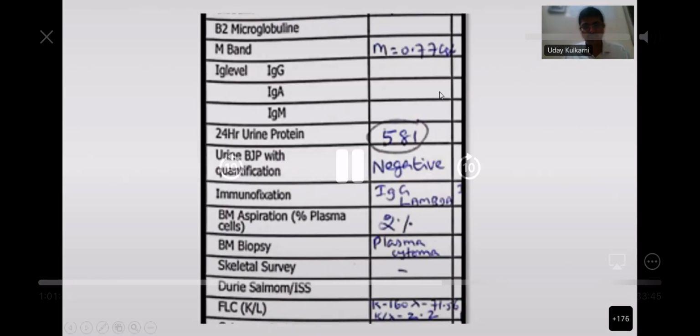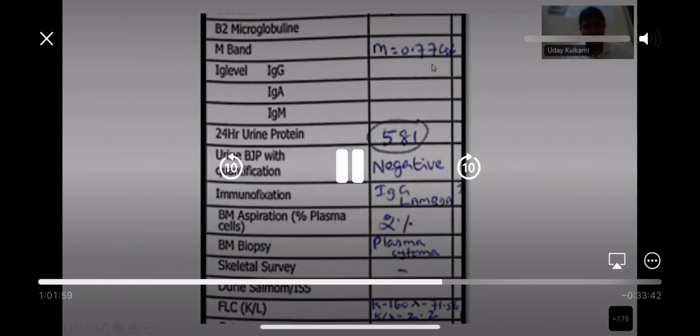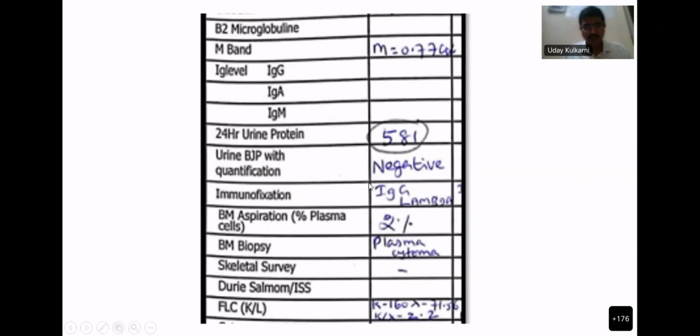To summarize, this patient had an M-band of 0.77. Urine Bence Jones protein was negative. Immunofixation was IgG lambda. In the bone marrow aspiration, there were only 2% plasma cells. The expansile lytic lesion was biopsied, and that showed a plasmacytoma. The free light chain ratio was 2.2, kappa 160, lambda 71.